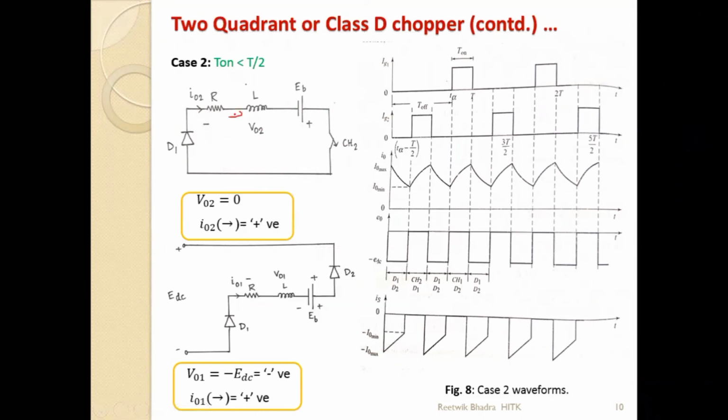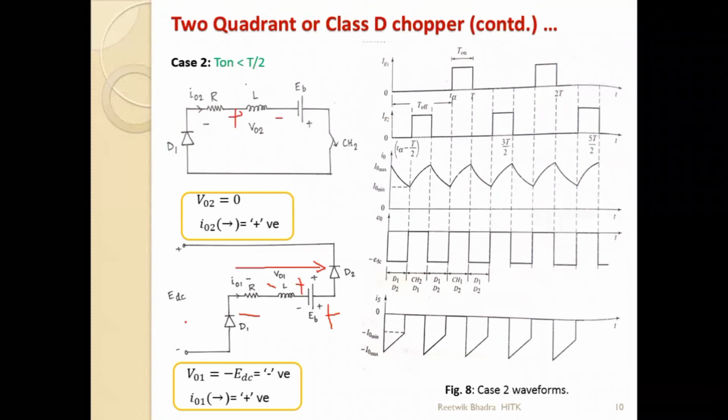So previously what I was saying, that current I naught 2 was in this direction. So this terminal was positive, this terminal was negative. Now current is flowing in this direction only, but the inductor is discharging. So this has become minus, this has become plus. So if I go in this direction, my voltage is adding up. So this terminal will be positive, this terminal will be negative.